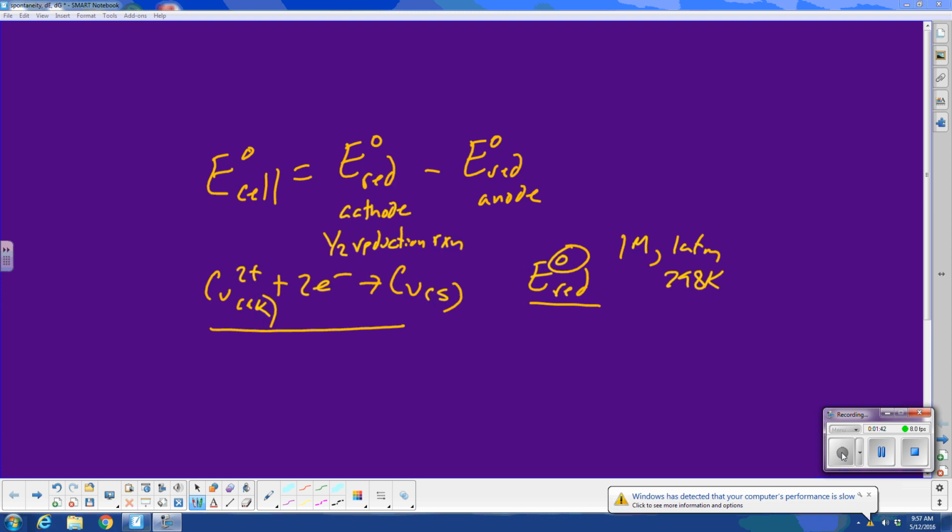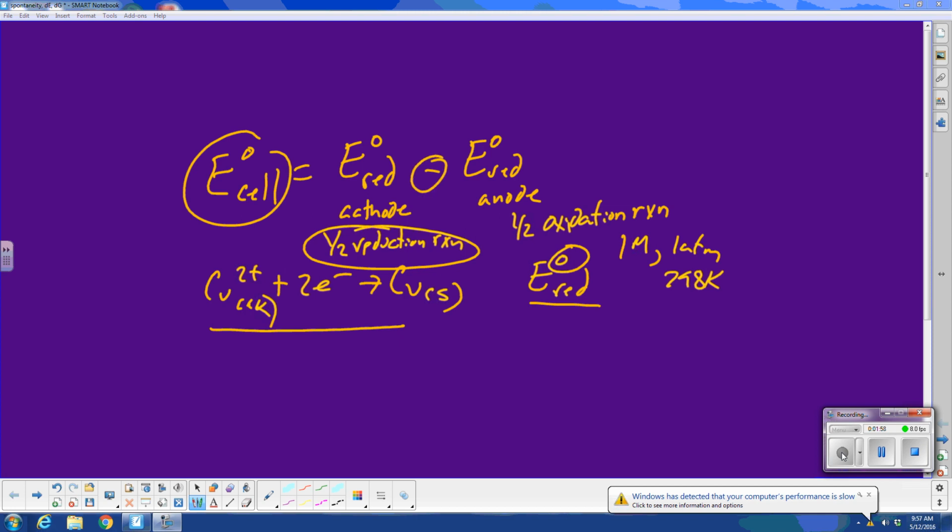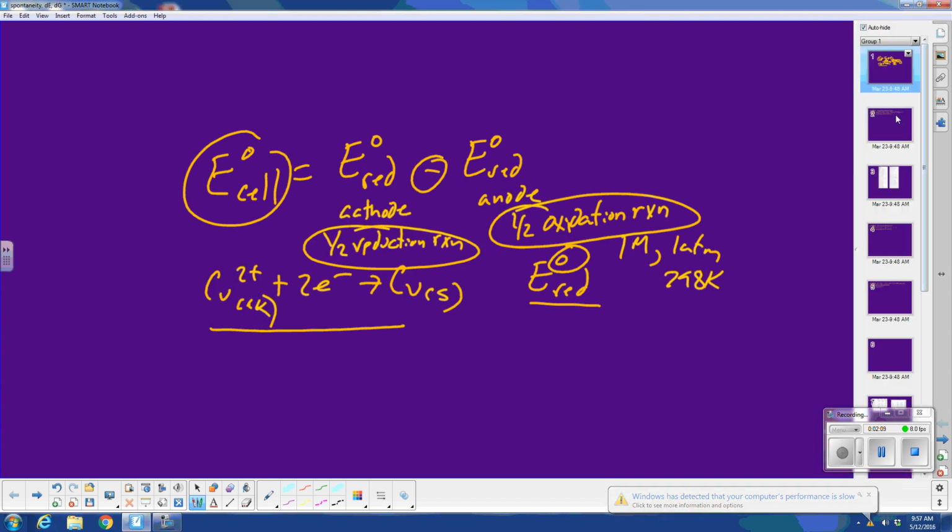And at the anode is what? My half oxidation reaction, right? And so my cell potential is the standard reduction potential for the half reduction reaction minus the standard reduction potential for the half oxidation reaction. And we can calculate that using some tables. Good. Moving on.